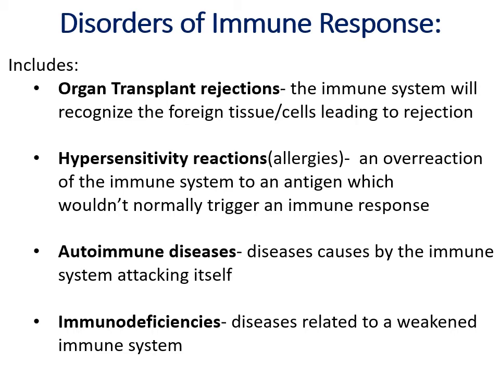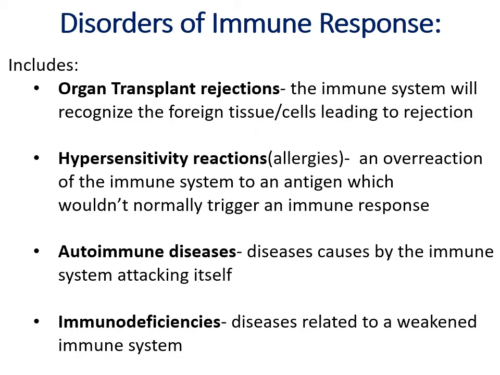Okay, so let's just talk a bit about disorders of the immune response. We've already chatted about these a bit, and some we'll spend more time on in the coming slides. So, organ transplant rejection, that's the immune system recognizing the foreign tissue and cells, in particular the HLA proteins, leading to rejection. And this is why patients require long-term immunosuppression with drugs that they take on a daily basis to purposely suppress their own immune system.